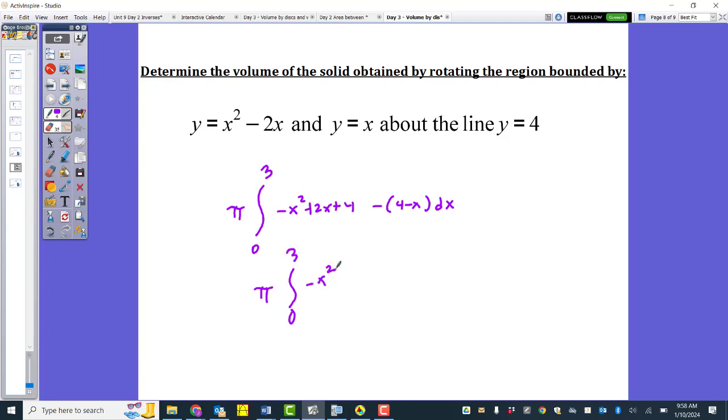Negative x squared plus 3x plus 4 minus 4 will cancel, so dx. And there we have it. That's going to be our volume for this one. Oh, whoa, never mind. I forgot to square things. Yeah, we're not going to even touch that one with solving. We're going to say that's a calculator or a setup but do not solve.